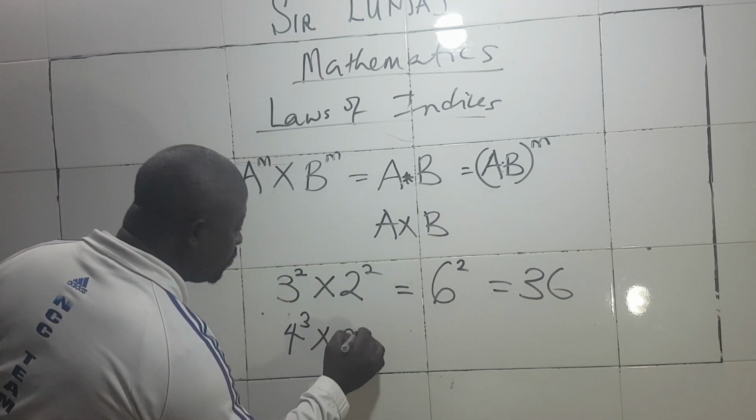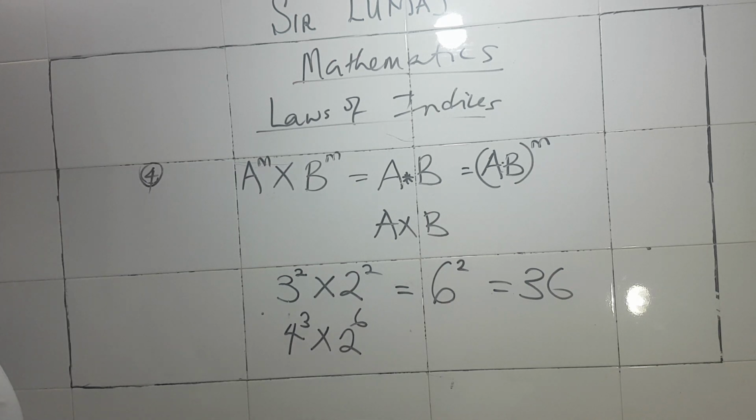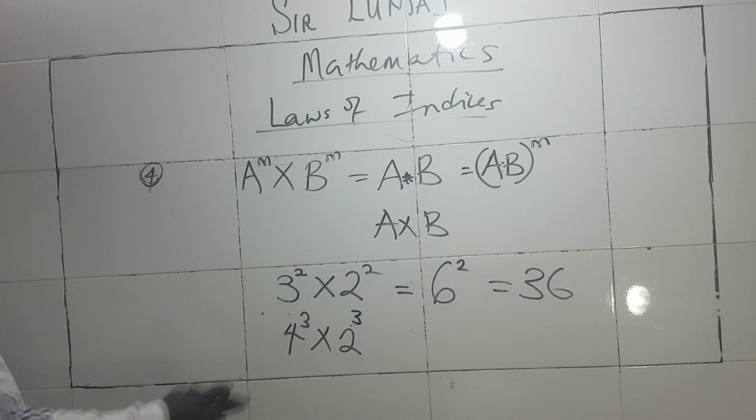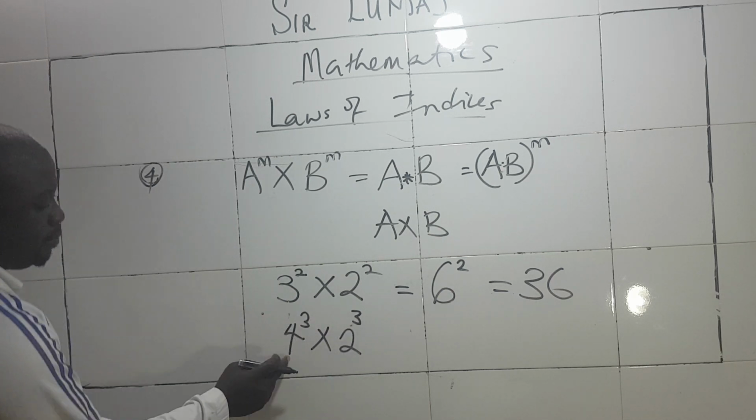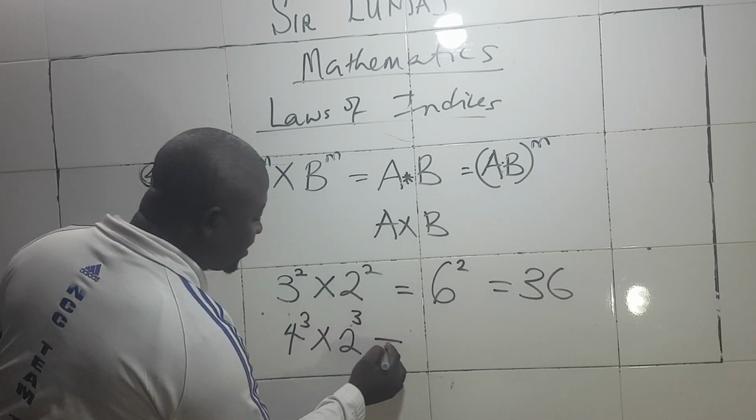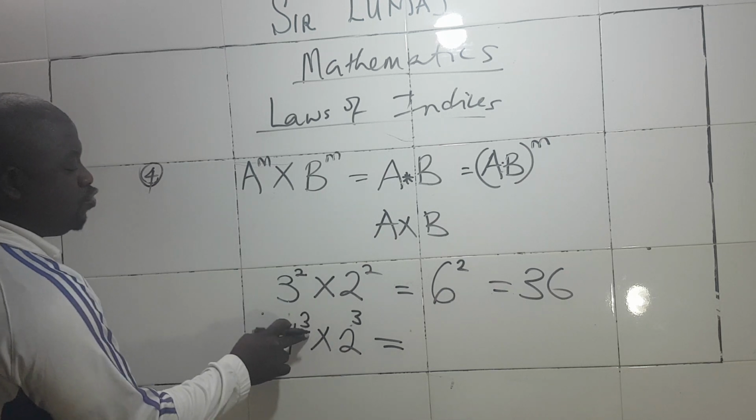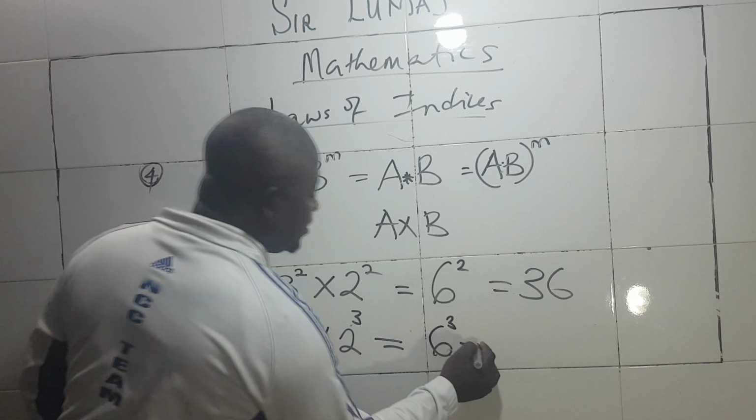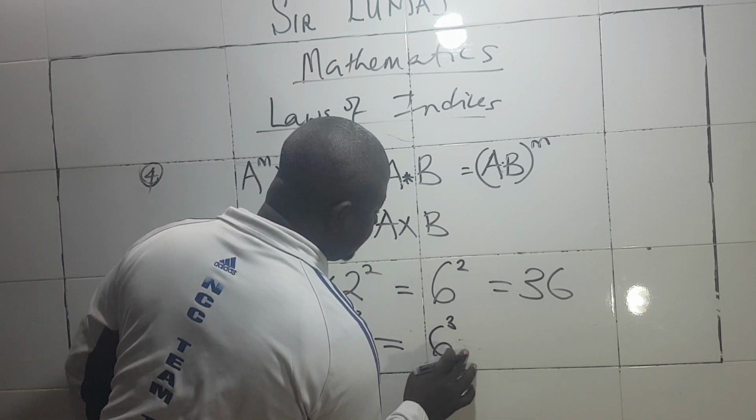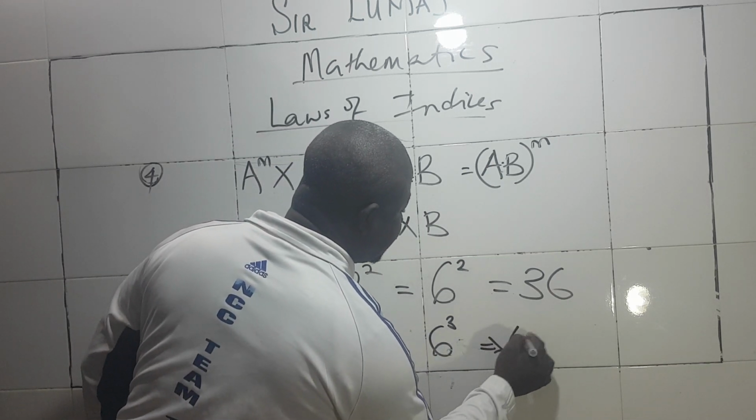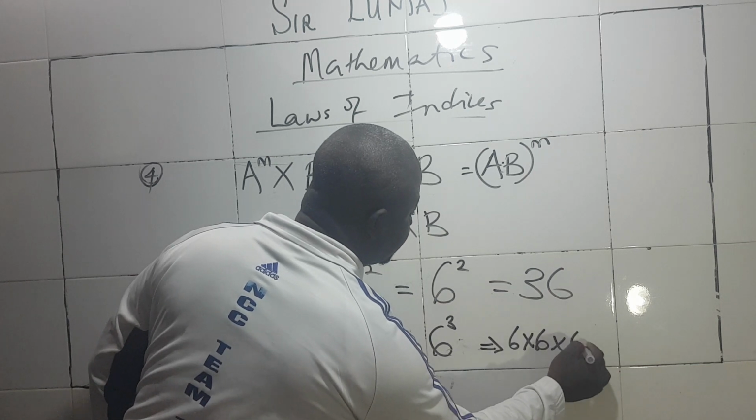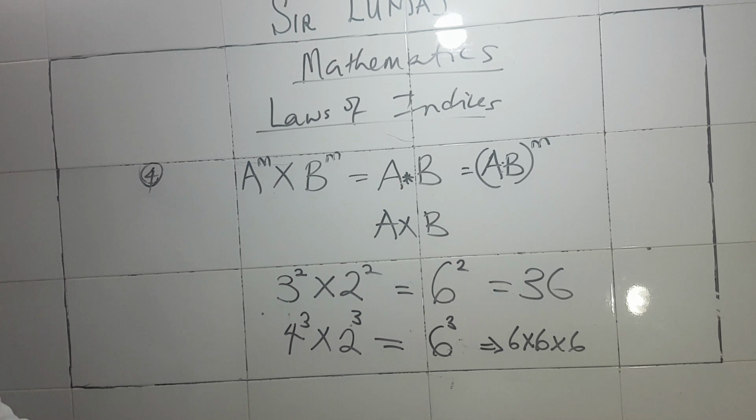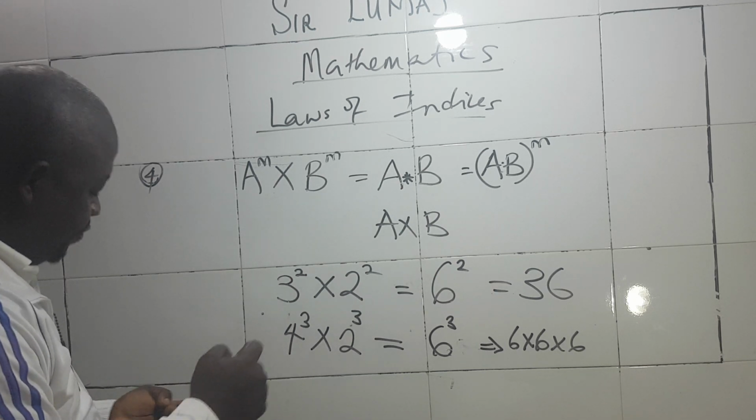Another example. Maybe I have 4 raised to power 3 times 2 raised to power 3. They have similar powers, but different bases. The rule says that what? Multiply the bases, raised to one of the powers. So I have 6 raised to power 3. That is, we have 6 times 6 times 6. That's the answer. It's as simple as A, B, C.